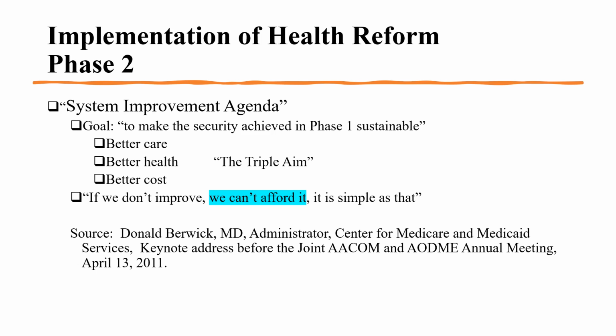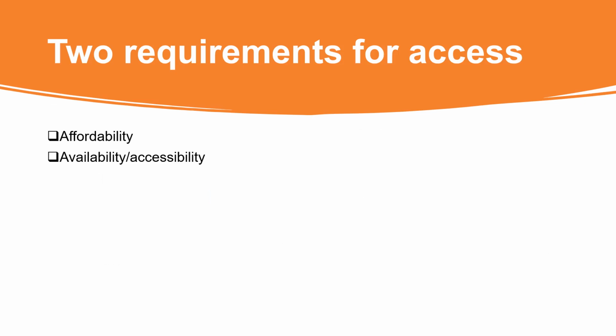And he went on to say, if we don't improve, we can't afford it. It is simple as that. Now, when we go back, and this is what we've gone over before, there are two requirements for access.